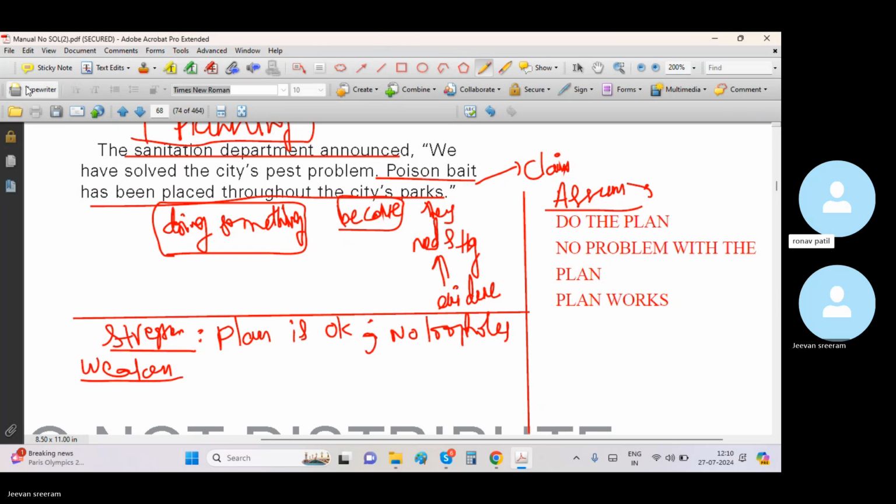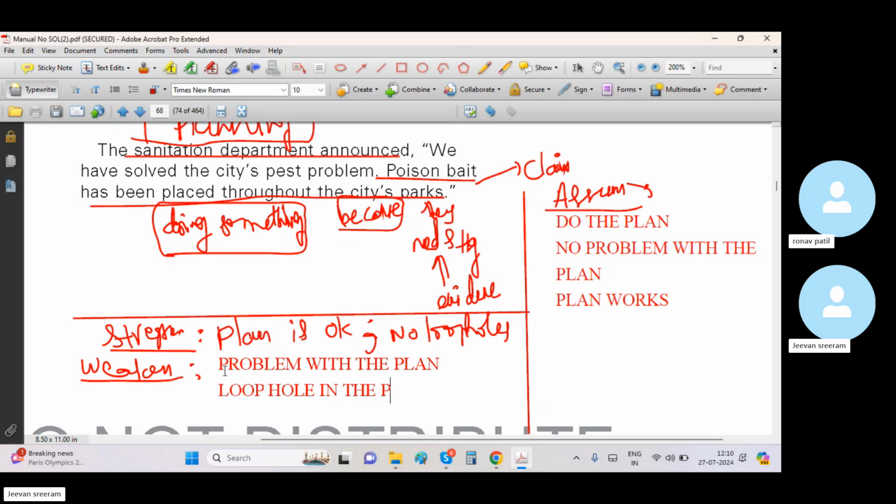Problem with the plan. Any case which actually proves there is a problem with the plan. So in another city, it didn't work, poison bait has not worked. Pests have become so resistant to poison bait, and no city has got rid of the pest problem, although they followed this method. There is a loophole in the plan. Problem with the plan, or loophole in the plan, or the plan failed in this case. There is a case in which the plan failed. Or no scope for the plan: you can't even apply the plan in this case.